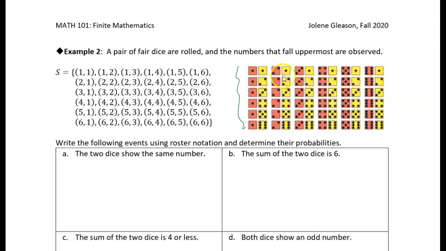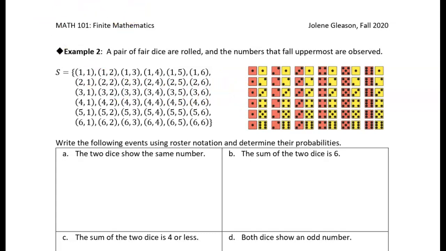We could get a 1 and a 1. We could get a 2 and a 1. We could get a 3 and a 1, and so on. Or we could get a 1 and a 2. Now we're going to treat these dice as if the order matters. I think I mentioned this before. When you're dealing with dice rolls, in order to get equally likely events, you have to treat the two dice as if the order matters. So that's what we're going to do.